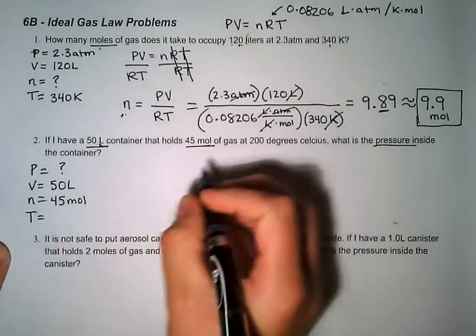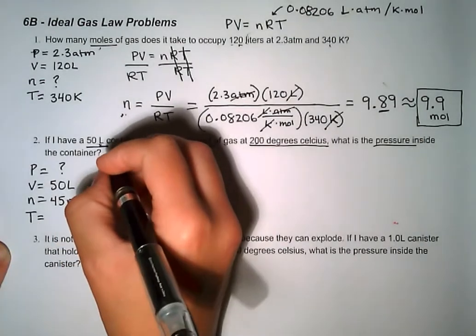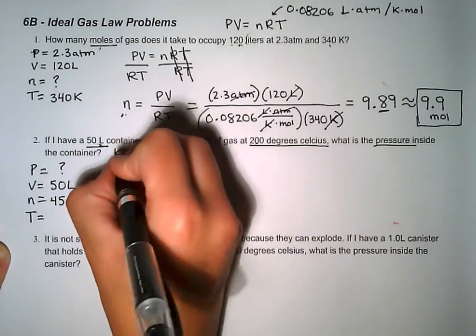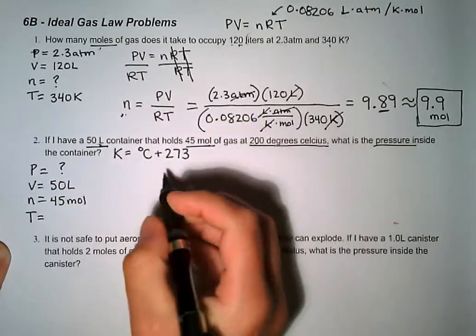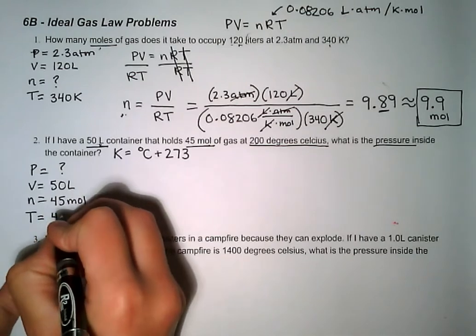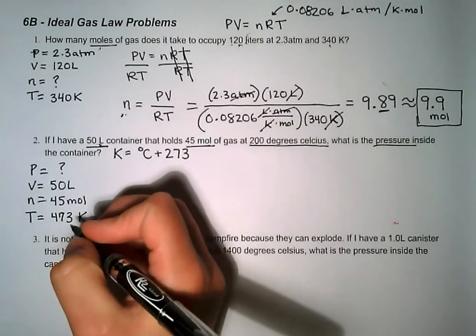And then the temperature is 200 degrees Celsius, so we need to convert that into degrees Kelvin. We do that just by adding 273. So Kelvin equals degrees Celsius plus 273. So let's do 200 plus 273, which would give us 473. So we're going to put 473 Kelvin down here.